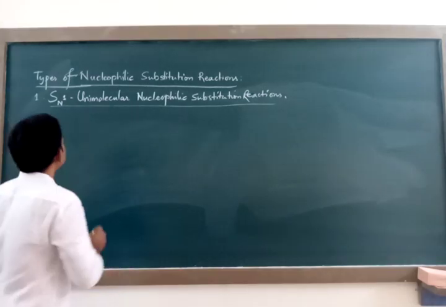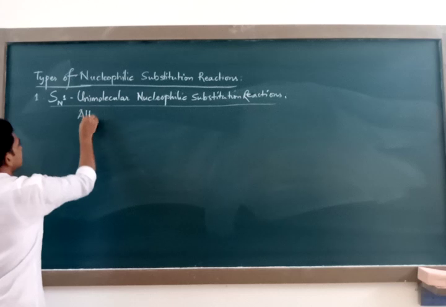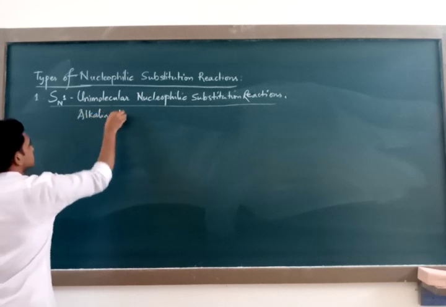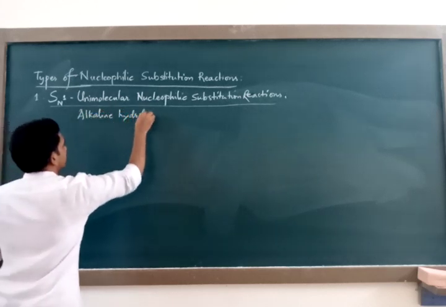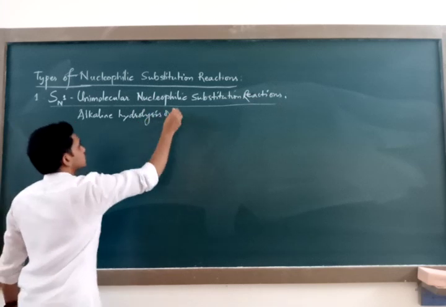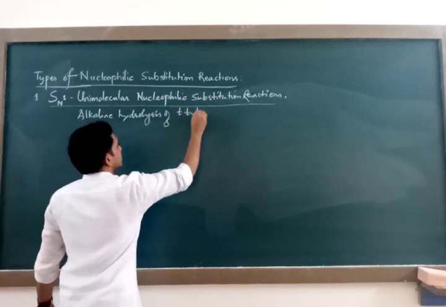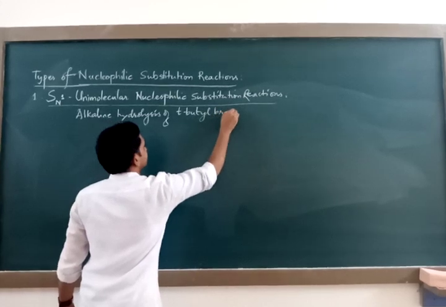For this, the best example is the alkaline hydrolysis of tertiary butyl bromide.